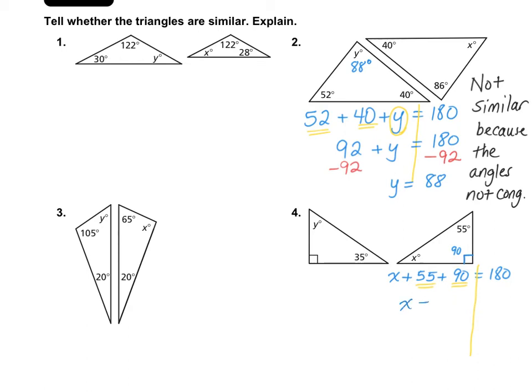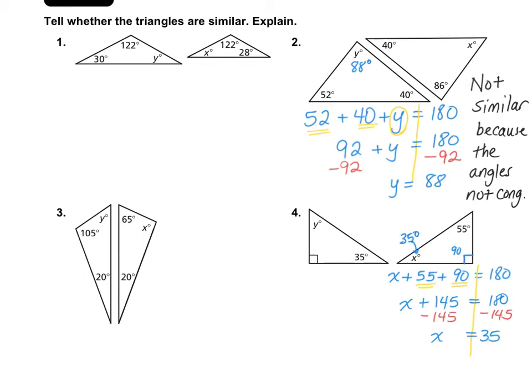So this is x plus 145 equals 180. My last step is to subtract 145 from both sides. And so then I get my final answer of x equals 35. So that means that this angle here is 35 degrees.